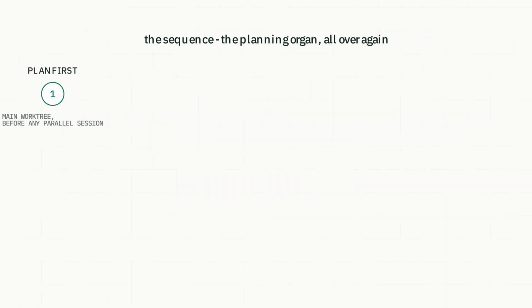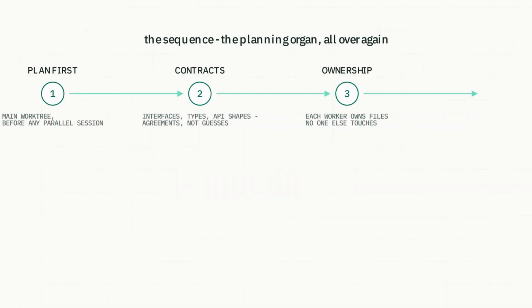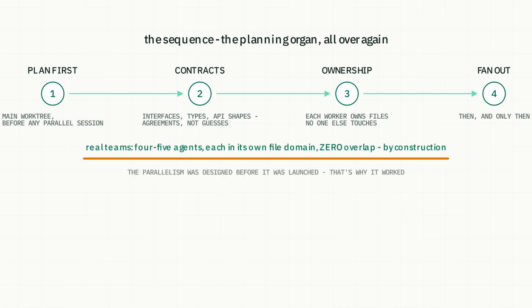The sequence that makes it work, and notice it's the harness video's planning organ all over again. Plan first in the main worktree before any parallel session exists. Decide the shared contracts, the interfaces, the types, the API shapes, so workers build against agreements, not guesses. Split by ownership boundaries, each worker owns files no other worker touches. Then and only then, fan out. Real teams running this daily describe exactly that shape: 4 or 5 agents, each in its own file domain, 0 overlap by construction. The parallelism was designed before it was launched.